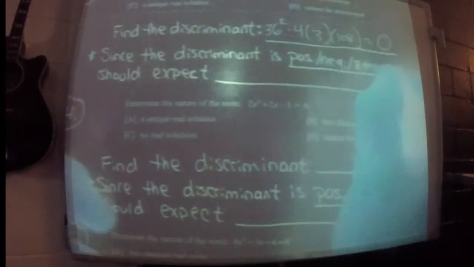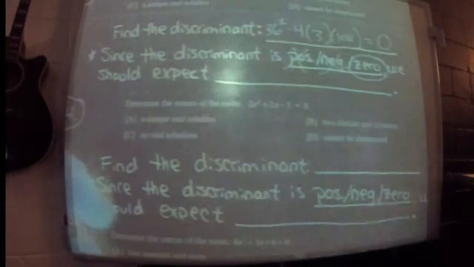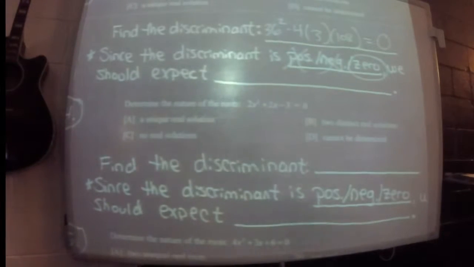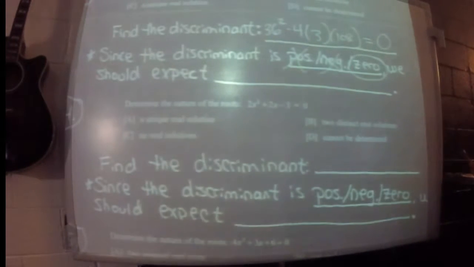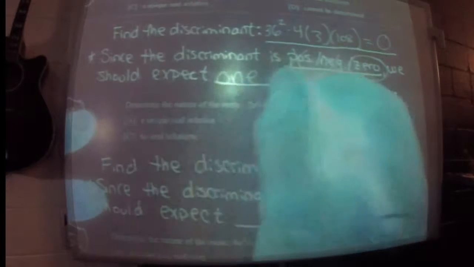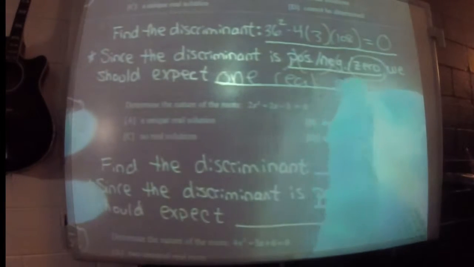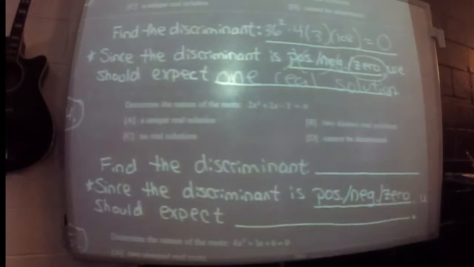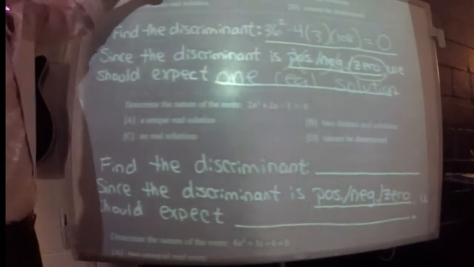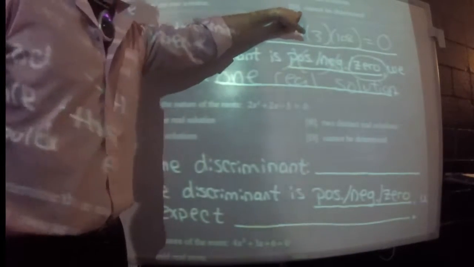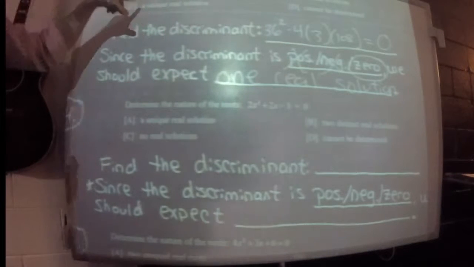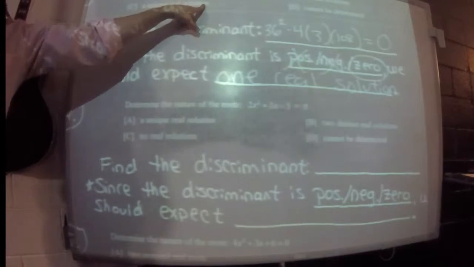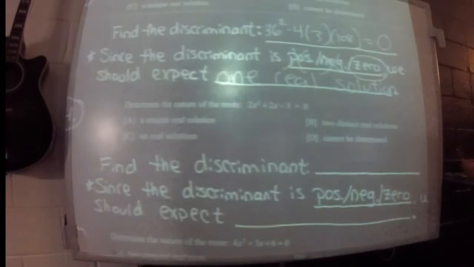Since the discriminant is 0, we should expect how many real solutions? 1. If the discriminant is 0, expect 1 real solution. Now they might not write it as 1 real solution. It's in here somewhere else. 2 distinct real ones? Nope. No real ones? Nope. Cannot be determined? No, I determined it. A unique real solution. Unique is 1 or different, so it's 1 unique solution. That's it.